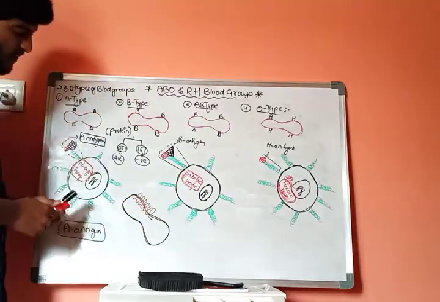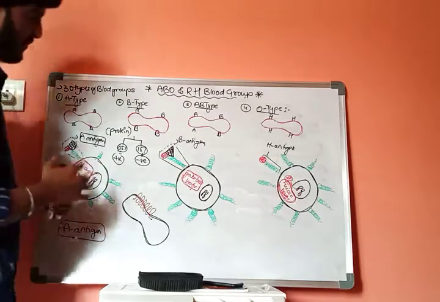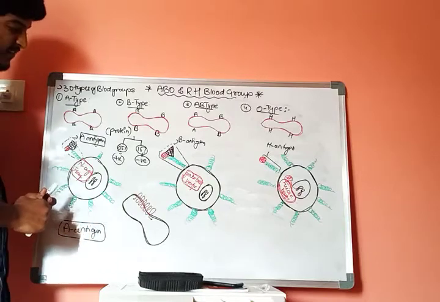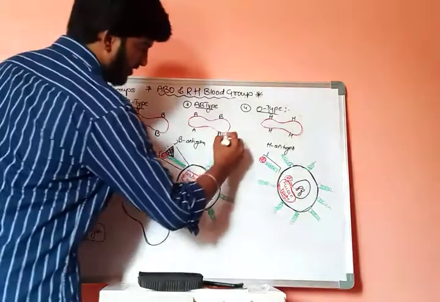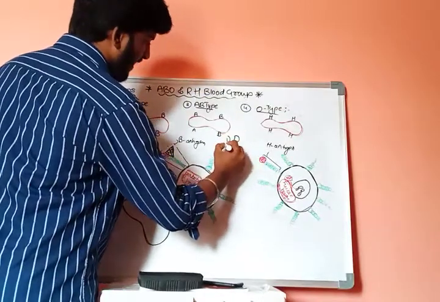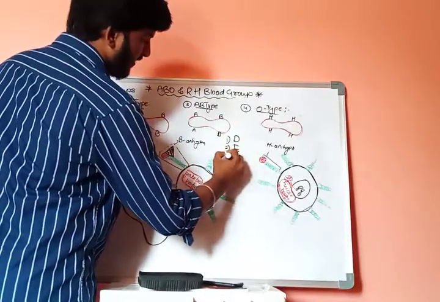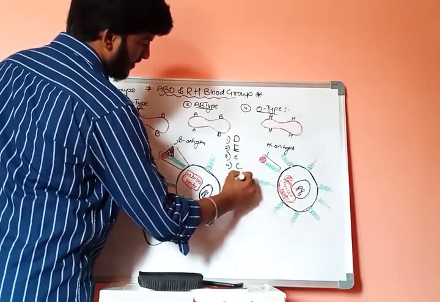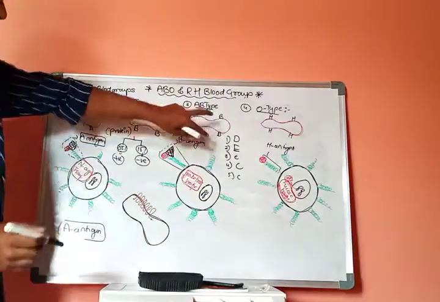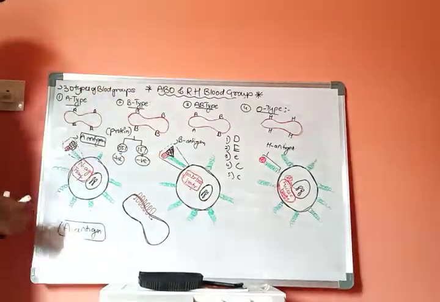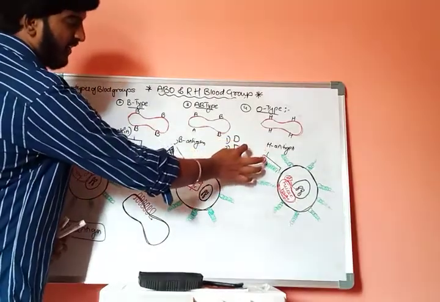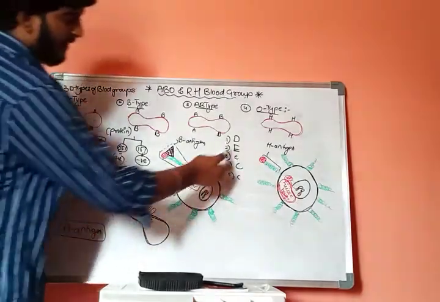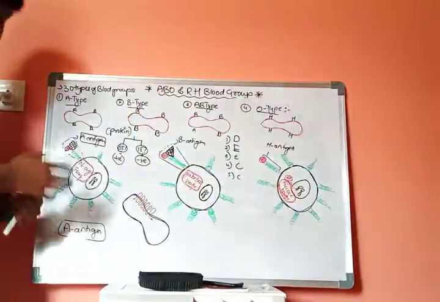Now, when we discuss the different types of Rh antigens, there are 5 different types. The first one is the D type of antigen, the second one is capital E, the third one is small e, the fourth one is capital C, and the fifth one is small c. Among these 5 different types of antigens, the D type of Rh antigen is the most predominant.